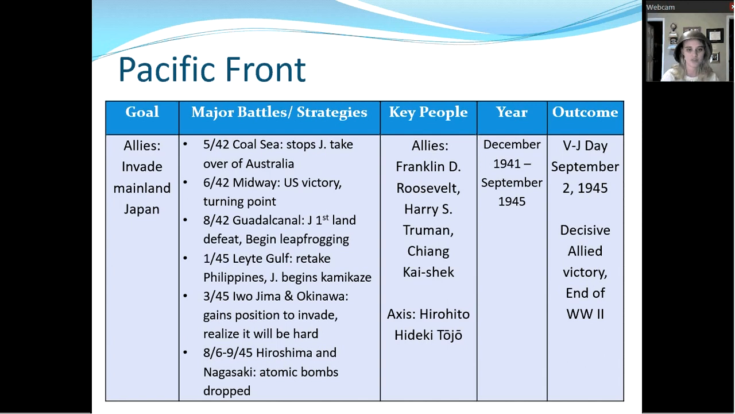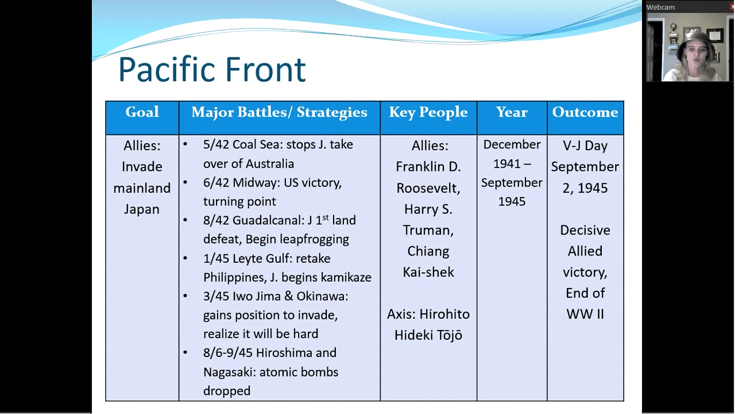In June of 1942, we fight the Battle of Midway. Up until this point, Japan had been pretty strong in the Pacific. However, this is a U.S. victory. It serves as a turning point for us. In August of 1942, the Battle of Guadalcanal is our first defeat of the Japanese on land.